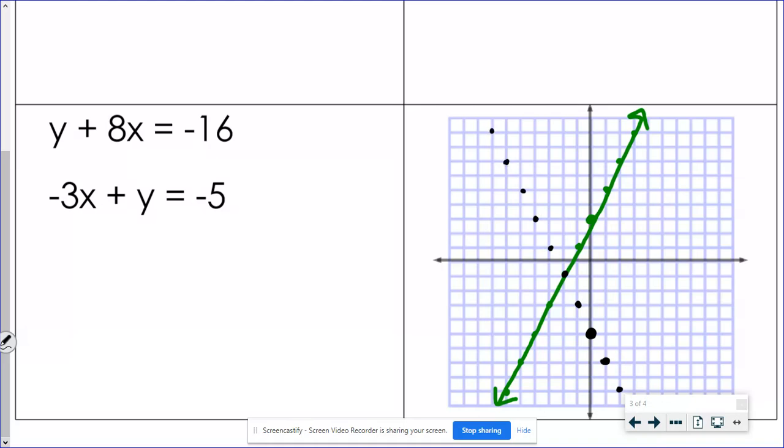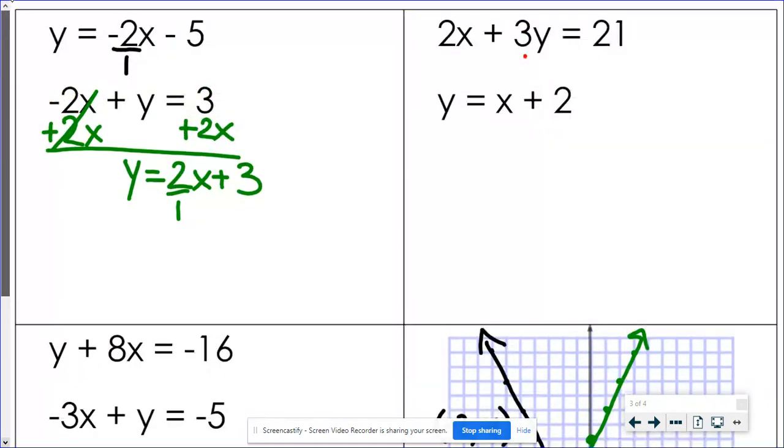That's just me being extra careful to try to get my line as accurately graphed as possible, even though that doesn't look that great. Right here is the point where they cross. That ordered pair is left 2, so -2, and then down 1, right? So -2, -1 is my solution for this problem.